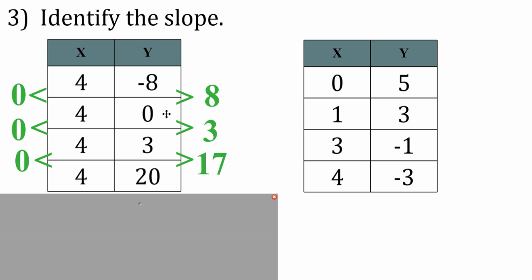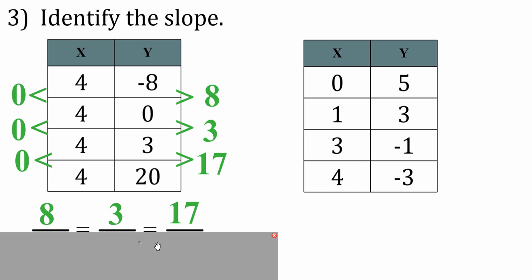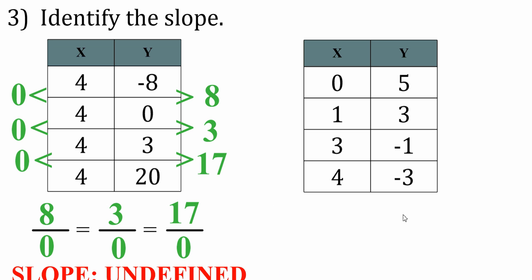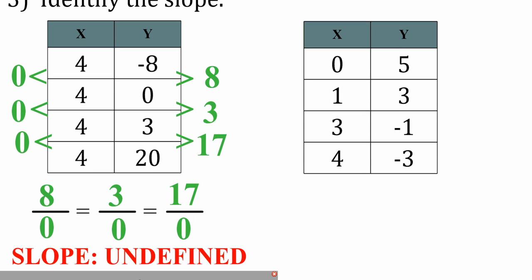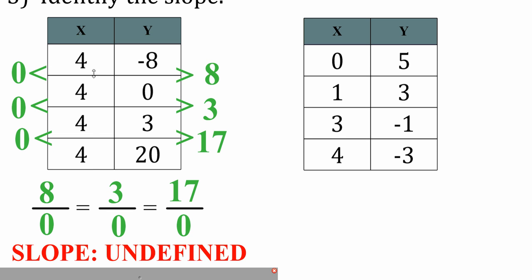So remember, it's current minus the previous. So we have this minus this, this minus this, this minus this for your rate. Now, it's always the change of the output to the input. So 8 divided by 0, 3 divided by 0, 17 divided by 0. We know anything divided by 0 is undefined, so that would be our slope. So here's a tabular representation of what a vertical line looks like. The inputs are all the same, the outputs are different. So remember, the rate of change of the input being 0 gives you the undefined slope.